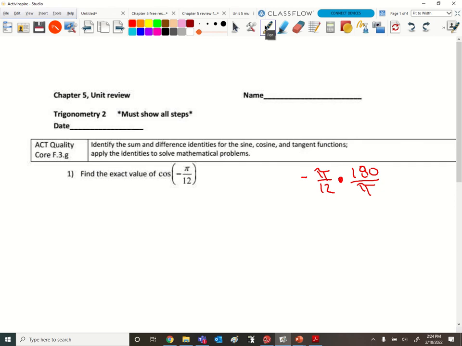So when I multiply that out, it's going to give me negative what? Yeah, negative 15. So that's negative 15 degrees. So it says sum and difference. So we're looking for the cosine of negative 15, and I want to use addition and subtraction with known values on my unit circle to get negative 15.